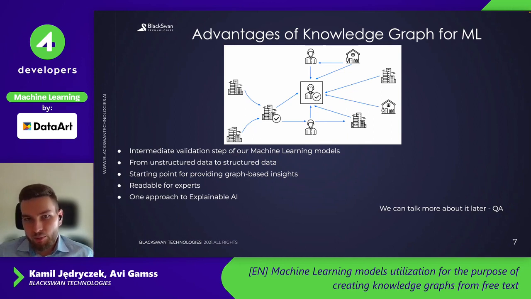What is also really important, and this is the main theme of smart document understanding, is this transition from unstructured data, which is free text, to structured data, which is a knowledge graph. And for me, this is one of the best use cases of machine learning, generally speaking, not only in NLP, not only in our company. Machine learning is great in this task, from unstructured data to structured data.